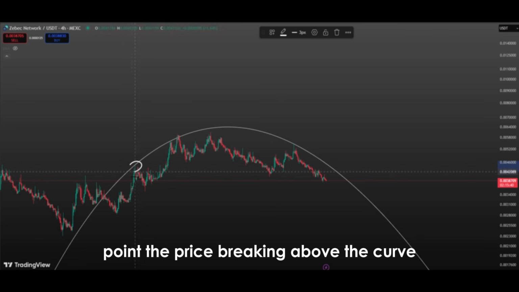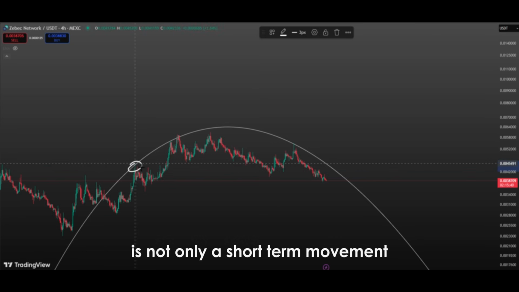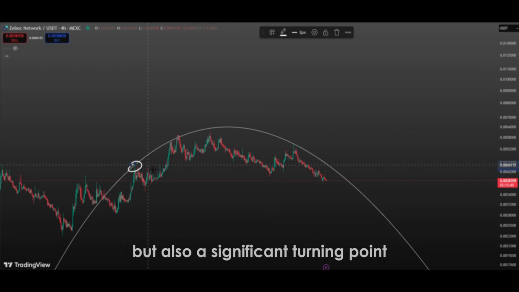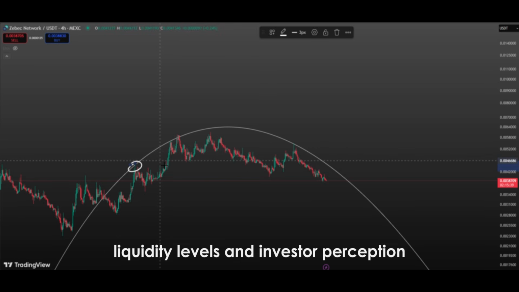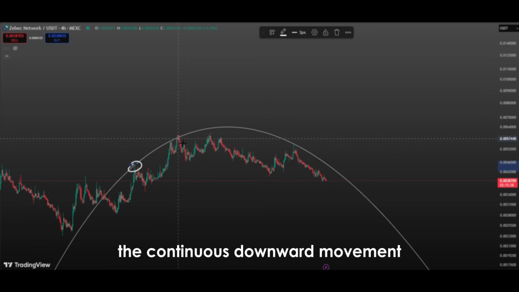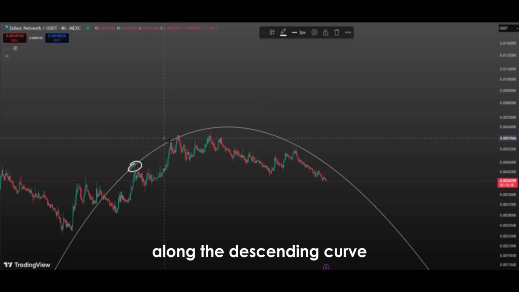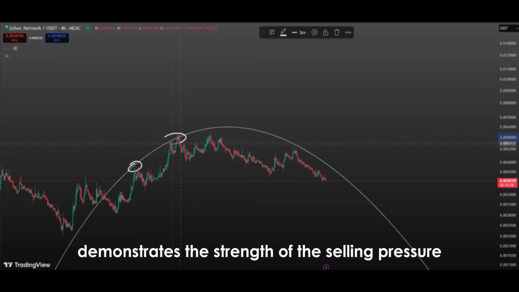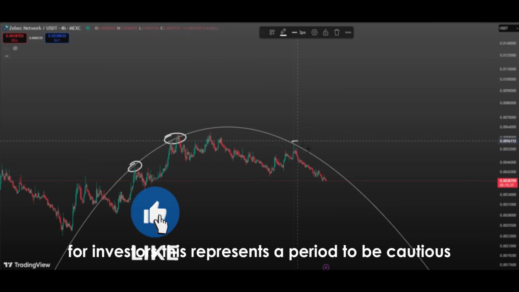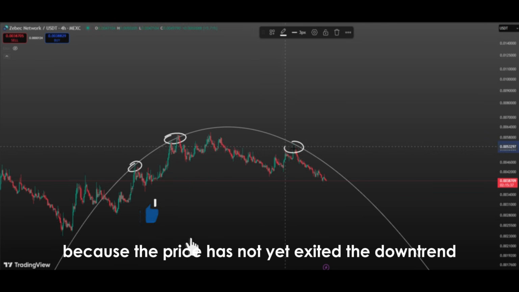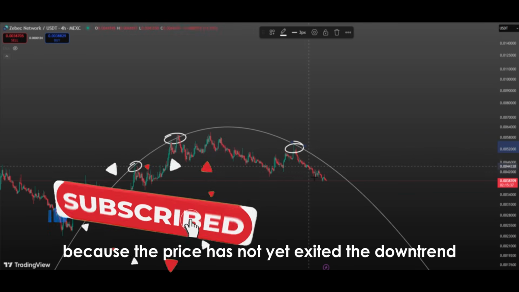At this point, the price breaking above the curve is not only a short-term movement, but also a significant turning point that affects market psychology, liquidity levels, and investor perception. The continuous downward movement along the descending curve demonstrates the strength of the selling pressure and shows that buyers have not yet fully gained control. For investors, this represents a period to be cautious because the price has not yet exited the downtrend.